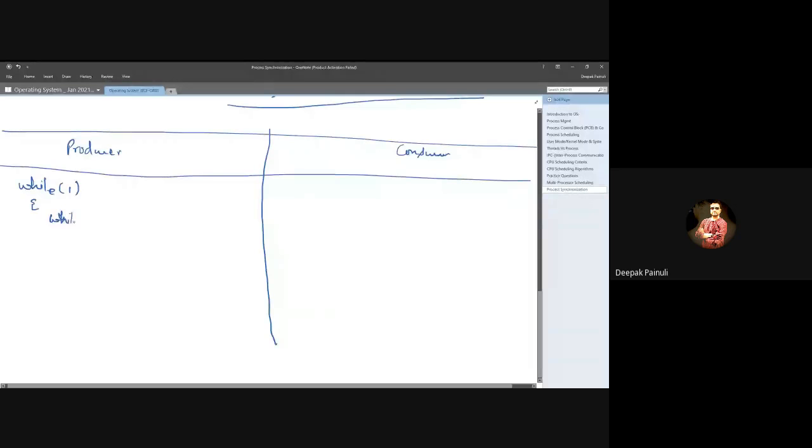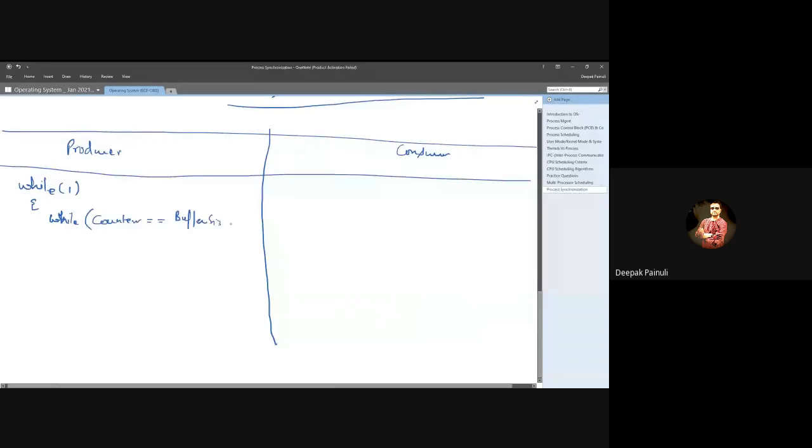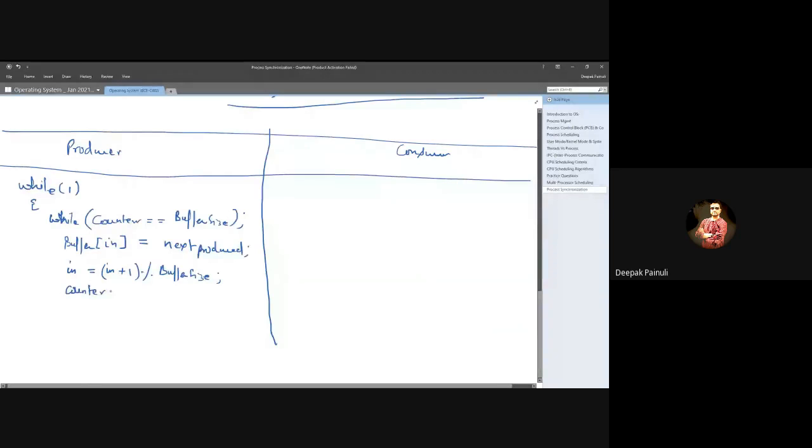While true, while counter equals buffer size, do nothing. Then buffer[in] equals next produced. in equals (in plus 1) modulo buffer size. Then counter plus plus.